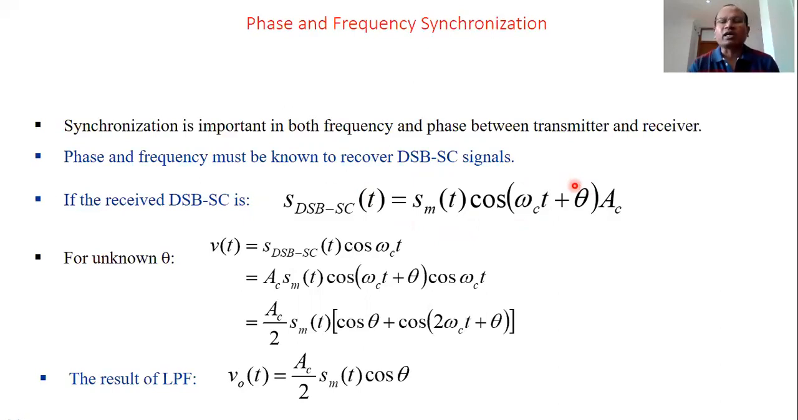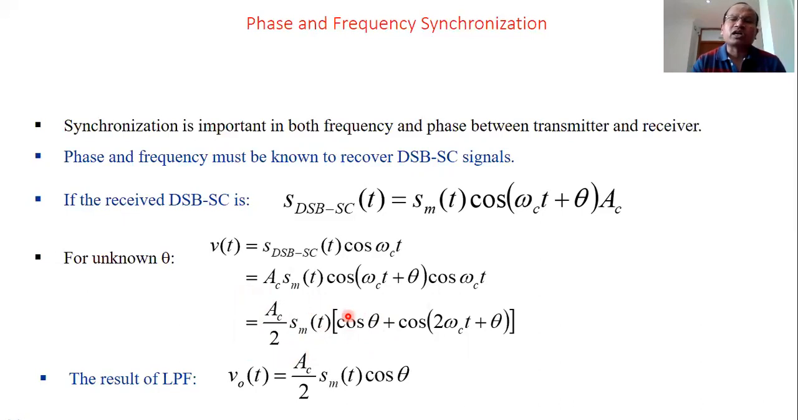Let us try to recover it. How do we recover it? By multiplying by cos omega CT. When we solve it, we get a term with SMT cosine theta plus the double frequency component. When we reject the double frequency component, we get AC by 2 SMT cosine theta. AC by 2 is not a problem, because we can send it to an amplitude divider where we can exactly get SMT. But what is the problem?